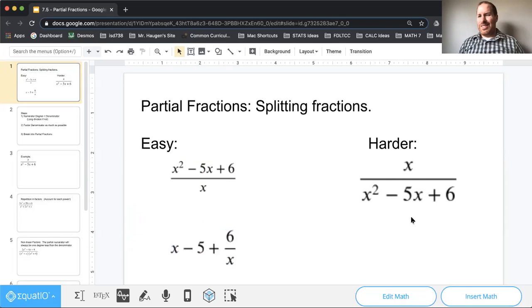But this one is a little more difficult, because how do we break this into multiple pieces? That's the difficulty that we're going to go over today, and that's what's called partial fractions, taking it and splitting it into different parts. And that's what we're going to be doing.